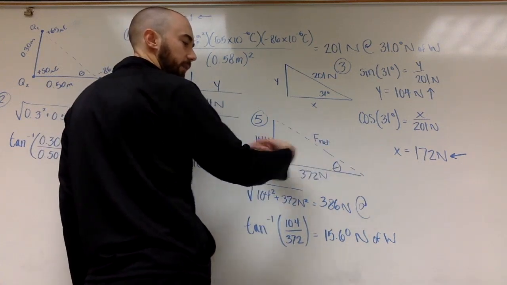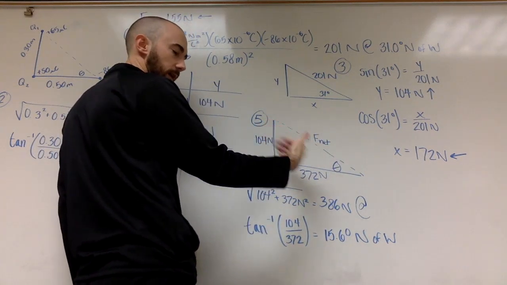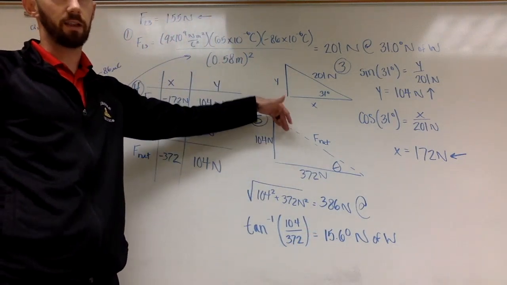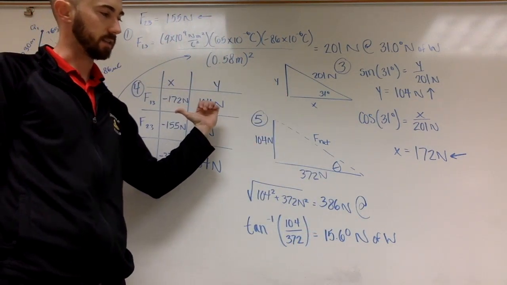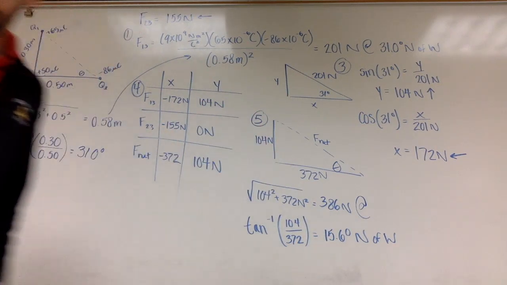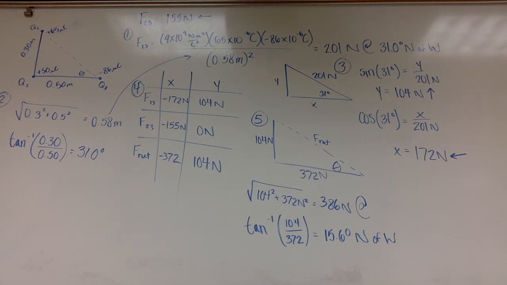That makes sense. It was a bigger angle. We add a little more to the left, and now it's a more shallow angle. So I end up with 15.6 degrees. That's still above the leftward, the negative horizontal axis. So I have 15.6 degrees north of west. And that is going to do it for our notes on Coulomb's law.